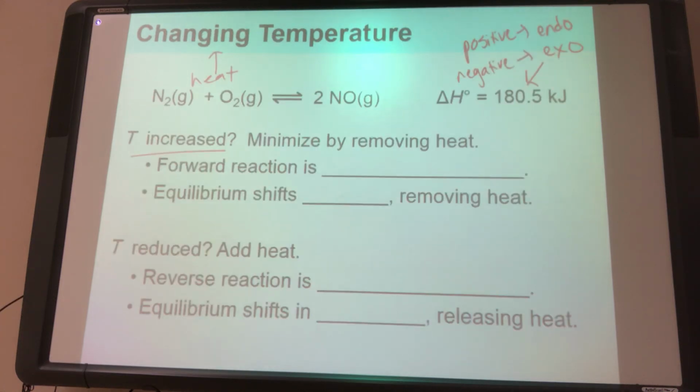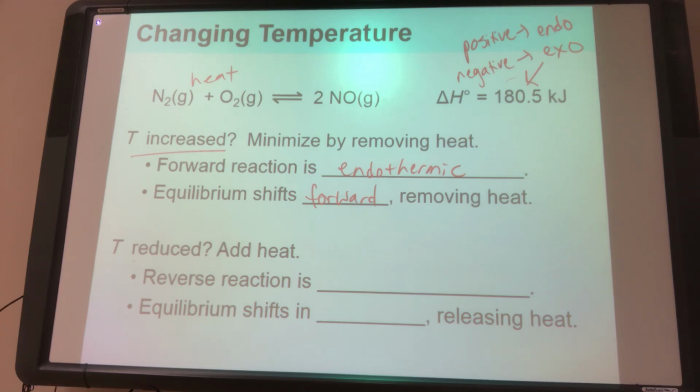So it's endothermic. I figured out it's a reactant. I increased the heat, so it needs to shift away. It's going to shift towards my product, so it shifts forward, because this forward reaction is endothermic. So heat's here, forward reaction is endothermic. If I increase this, it shifts away.